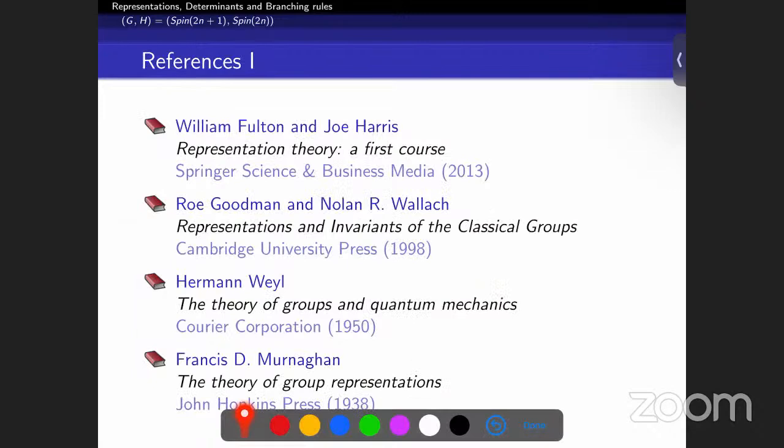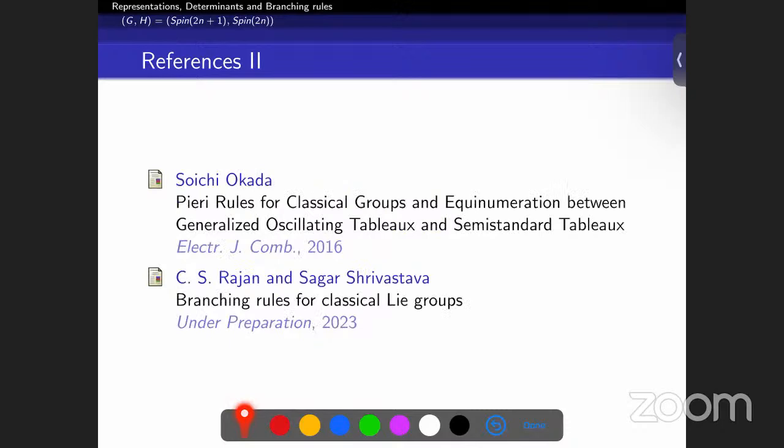Okay, so that finishes my talk. Here are my references. The one book which I referred to the most in this would be Goodman Wallach, and the next would be Fulton Harris. So if anyone wants to enter into this area of representation theory and wants a good introduction, then this Fulton Harris book is very amazing. And this was the book of Hermann Weyl, which I had mentioned, where one first sees Lie groups and their representations. So this is Knapp's book, in which the first proof for spin has been mentioned. And the relative theory formula, which I had mentioned, was inspired by this work of Soichi Okada on branching rules for classical groups. And here, this one, branching rules for classical Lie groups, is the preprint that Professor Rajan and I have submitted. So we have already submitted it to the Journal of Algebra with our fingers crossed.